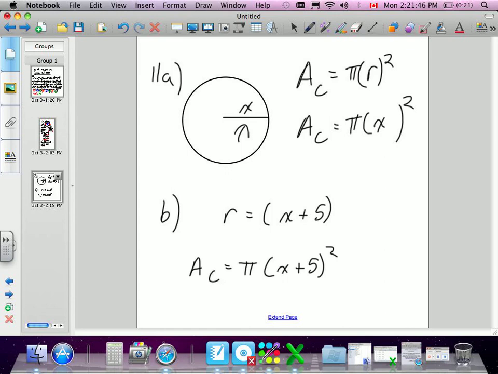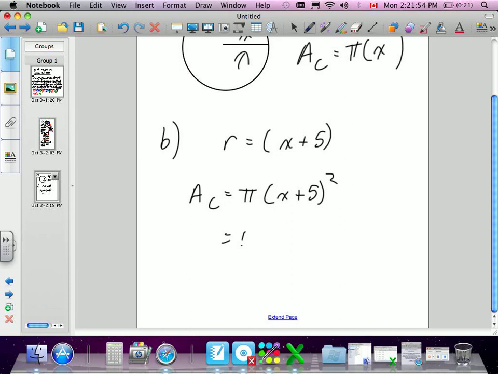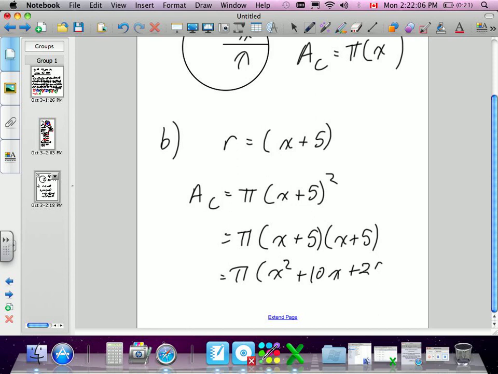But they'll want us to expand this. So it becomes pi x plus 5 times x plus 5. I'm going to do this in my head quickly for you guys. X squared plus 10x plus 25. Okay? And then technically we can distribute the pi if we want.